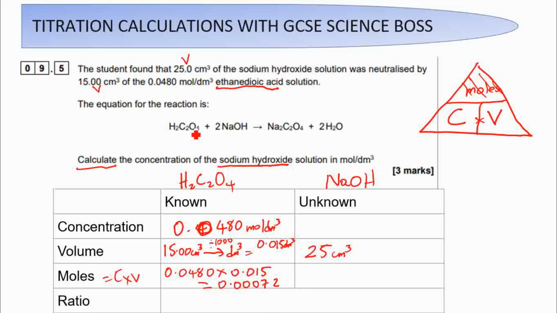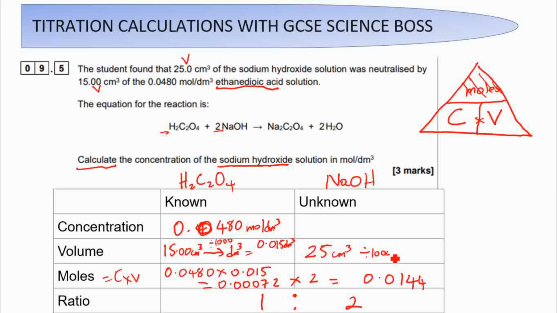Good. So straight away, we see that from the balanced equation, which is what we're going to get the ratio from, 1 mole of ethane dioic acid reacts with 2 moles of sodium hydroxide. So it's going to be a 1 to 2 ratio, which means that what do we need to do here? We need to times that by 2. We're timesing that by 2 to now find the moles of sodium hydroxide, which therefore gives me an answer of 0.0144. Okay, good. Now this is our volume. What do we need to do with our volume?